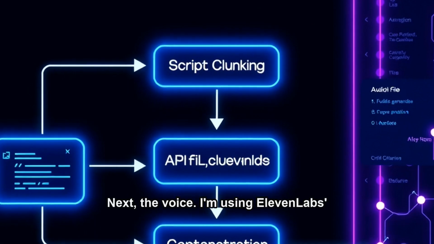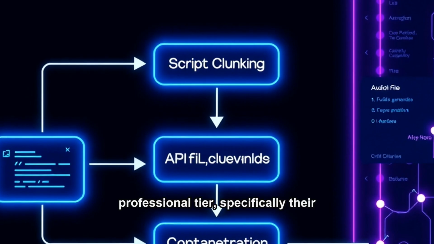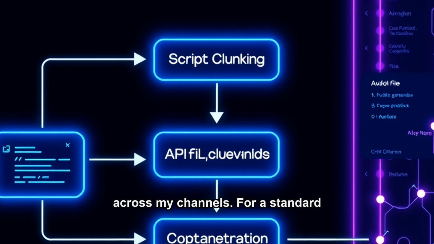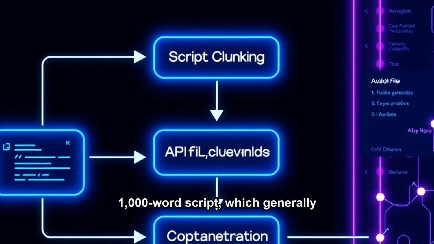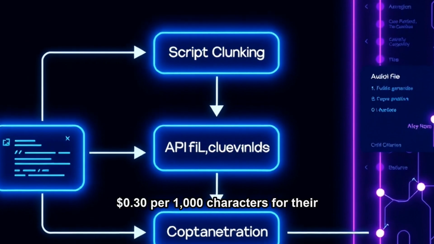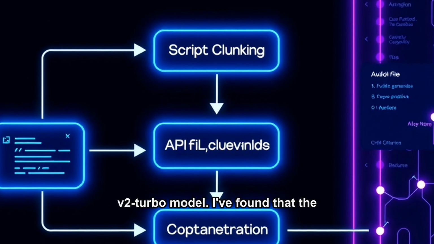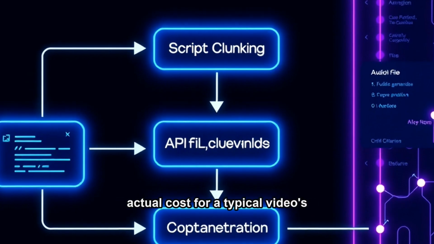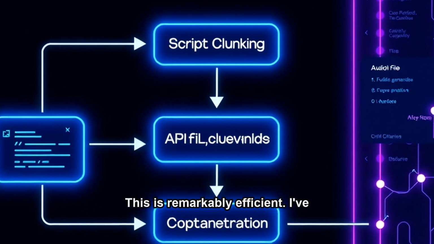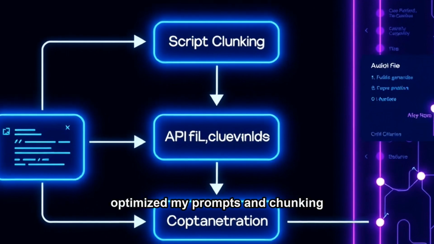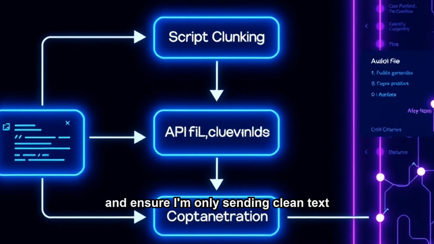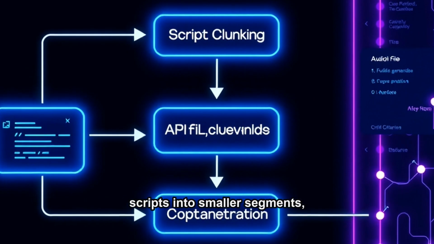Next, the voice. I'm using ElevenLabs professional tier, specifically their custom voice cloning for consistency across my channels. For a standard 1,000-word script, which generally translates to about 5 to 7 minutes of spoken audio, ElevenLabs charges $0.30 per 1,000 characters for their V2 Turbo model. I found that the actual cost for a typical video's narration is around $0.08 to $0.15. This is remarkably efficient. I've optimized my prompts and chunking logic to minimize redundant API calls and ensure I'm only sending clean text for synthesis.